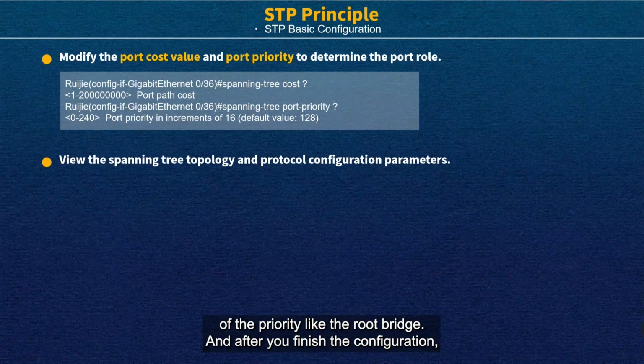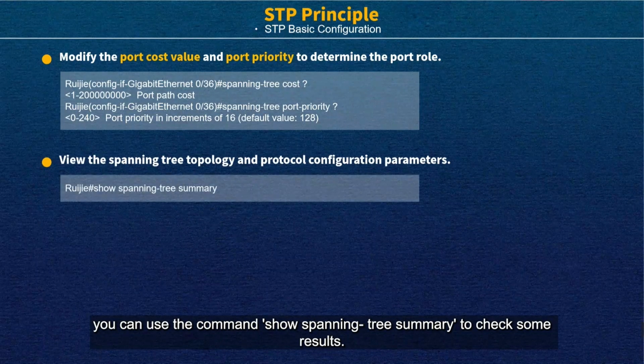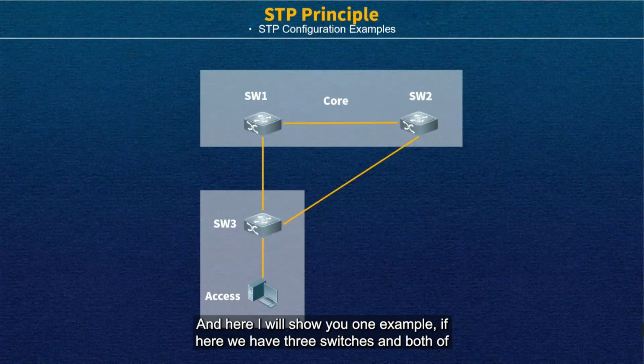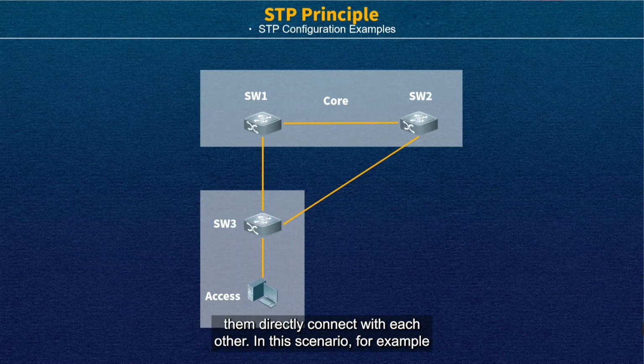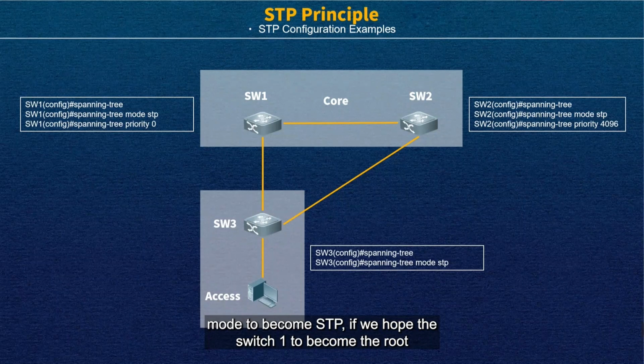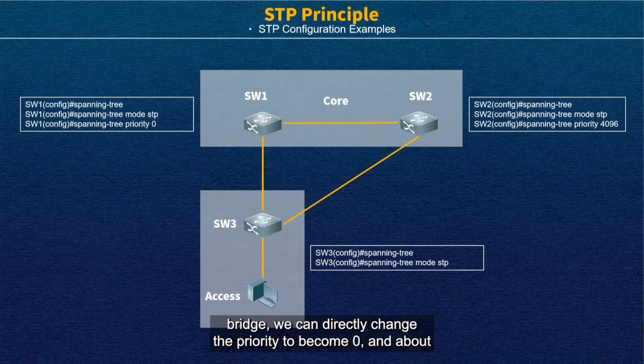After you finish the configuration, you can use the command show spanning-tree summary to check the result. Here I will show you one example. Here we have 3 switches, all directly connected to each other. On switch 1, first enable the spanning tree and choose the mode STP. If we hope switch 1 becomes the root bridge, we can directly change its priority to 0.